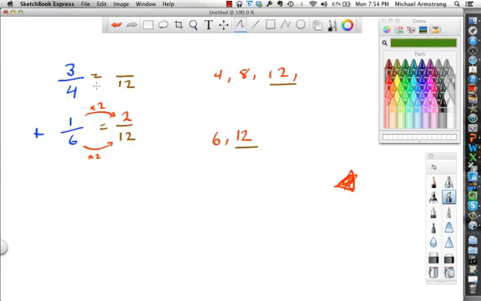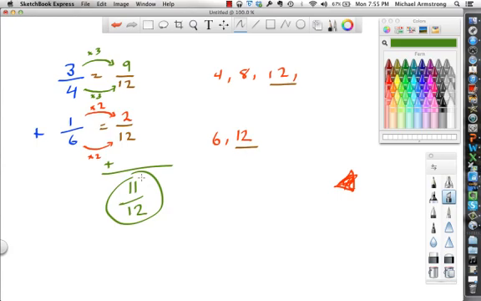Let's switch to green. How do I go from 4 to 12? I multiply by 3, and if I multiply by 3 up here, 3 times 3 is 9. I want to multiply by the same number. This is multiplying by 1 like I showed you. So it's 9/12 plus 2/12. And then if we put our answer bar down here, 9 plus 2 is 11/12. And that's our answer. Okay?